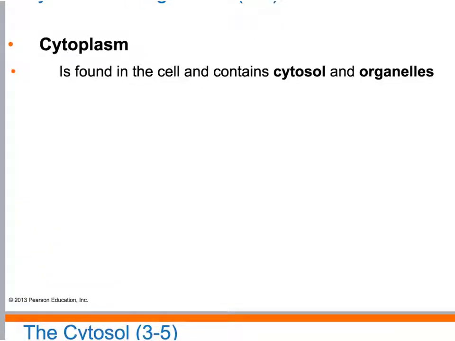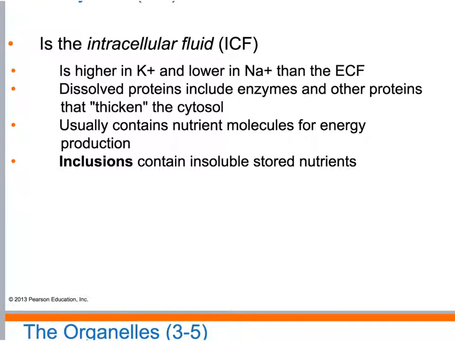Now we're going to begin the parts of the cell. The first part that we're going to talk about is called the cytoplasm. It's found in the cell, and it contains cytosol and organelles. Inside the cell is an intracellular fluid, ICF, and it has higher potassium and lower sodium than the extracellular fluid, or ECF. It does have dissolved proteins that include enzymes and other proteins to thicken the cytosol.